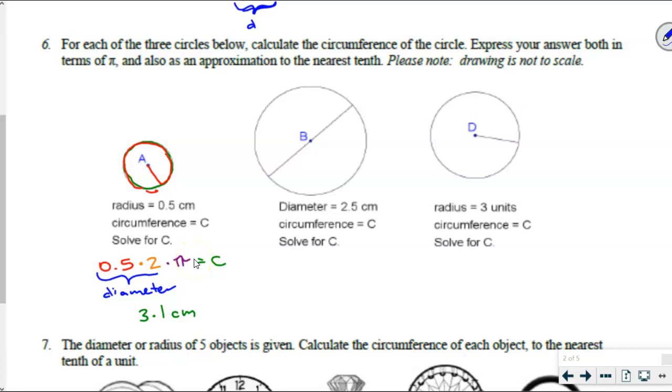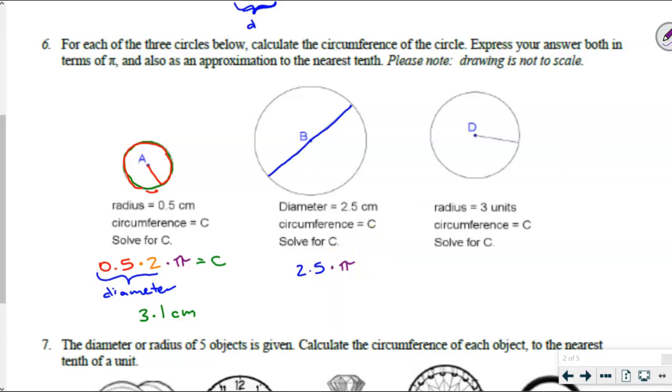For the next one, what do I do? Diameter is 2.5 centimeters. How do I use that to find the circumference? Thank you, Tanner. Yeah, we just multiply the diameter by pi. So when I know the diameter that goes from edge through the center to the other edge, all I have to do with that diameter is multiply it by pi. 2.5 times pi.